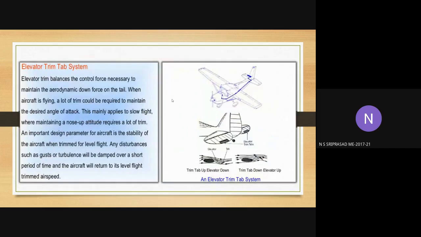Next, we have the elevator trim tab system. The same system is also there for the rudder trim tab. I haven't added figures for the rudder trim tab, but I will explain to you. Now we see in this figure an elevator and a small surface here, right? Now, elevator trim balances the control force necessary to maintain aerodynamic downforce on the tail.